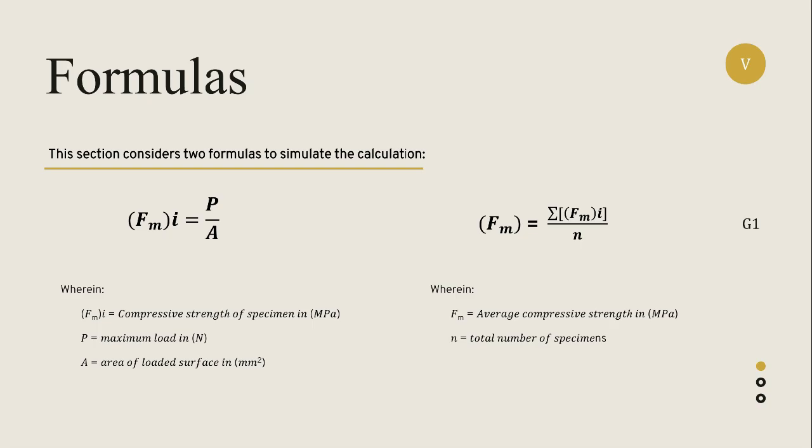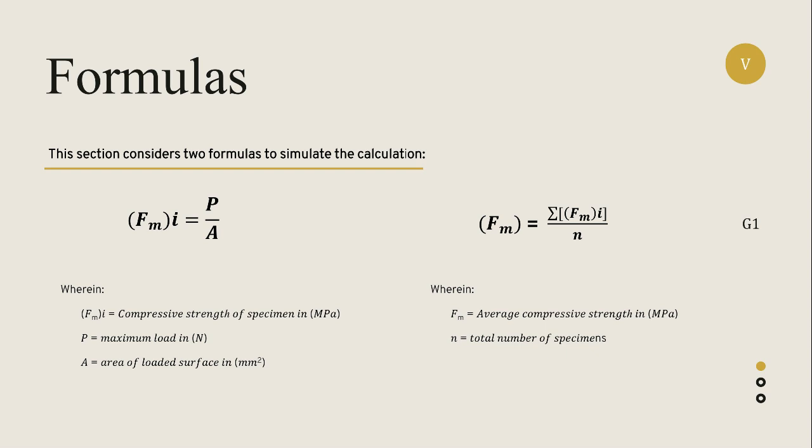So now guys, let's proceed to the formula to be used in order for us to simulate the calculation. In this given report, we will be using two formulas. As you can see, the first one is quantity FMI is equals to P all over A, wherein P will serve as the maximum load in Newton unit. Then A is the area of loaded surface with the unit of square millimeter. Thus, having this formula will give us the compressive strength of a given specimen in megapascal or MPa.